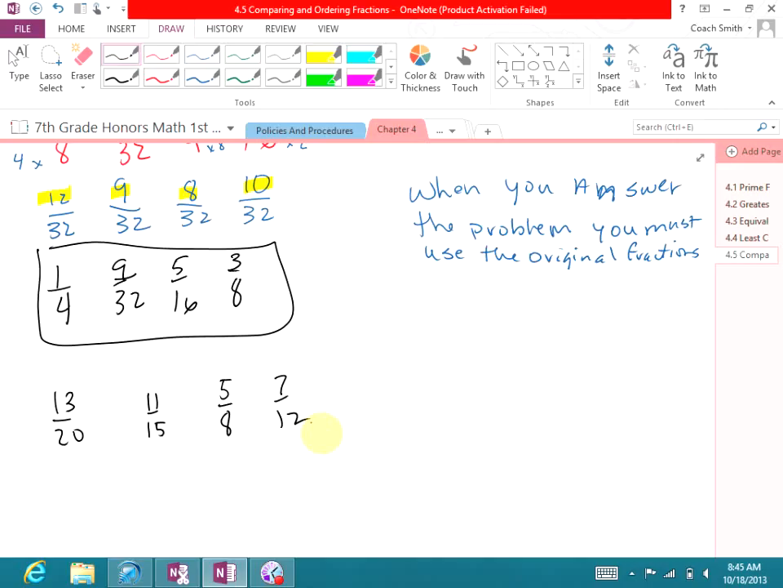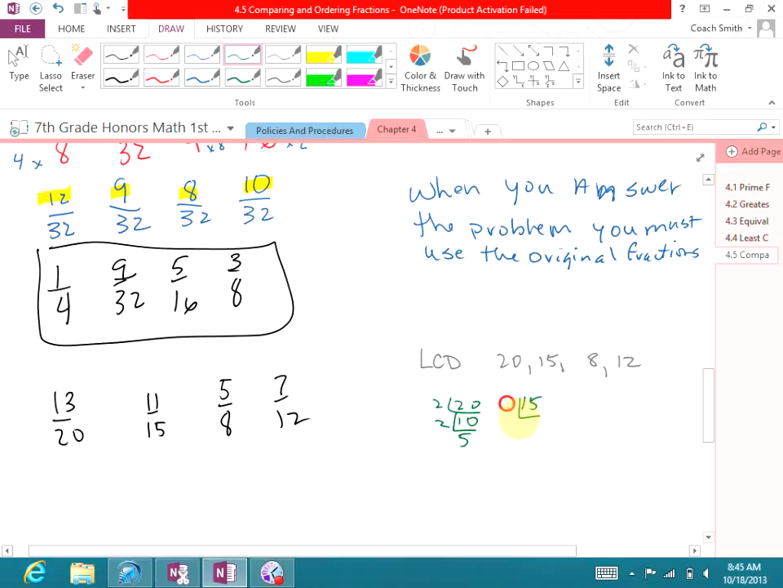Exactly. All right, so I've got to find the LCD of 20, 15, 8, and 12. That's obviously a little harder. It doesn't just stand out like the 32 might have. So, what I'm going to do is show you this one by doing the prime factorization and finding the LCM. 20 is 2 times 10, 2 times 5.